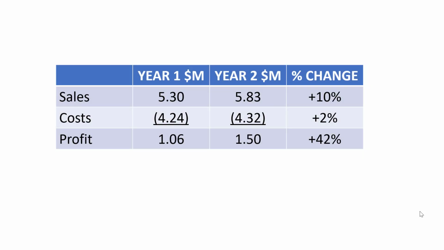Welcome back. I did the math, and the first thing I observe is that profit has increased by 42%. That is a significant increase. The company is performing well in terms of generating profit. I also see that sales grew by 10%, but costs only grew by 2%. That's also potentially good news from a financial control point of view.